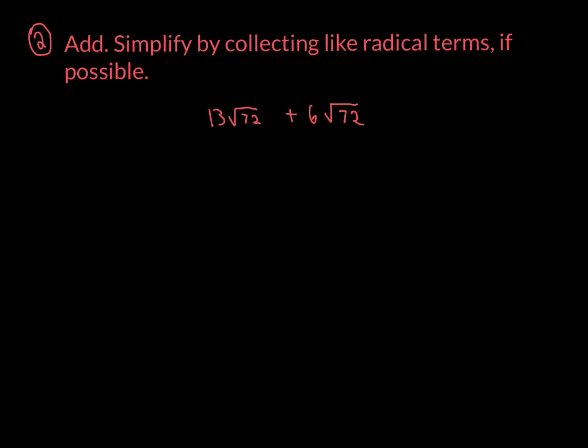Second example, we've got 13 square root of 72 plus 6 square root of 72. So right off the bat, we've got two terms that are like terms, square root of 72, square root of 72. You can put those numbers in front together so that we get 19 square root of 72. On this one, we'll want to go a little bit further. We're going to simplify the radical part because 72 has a square in it.